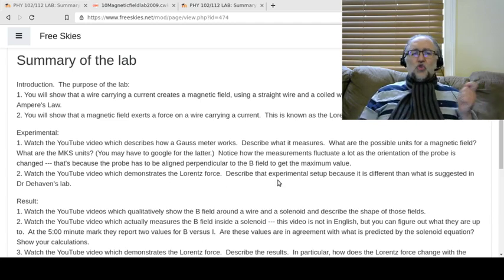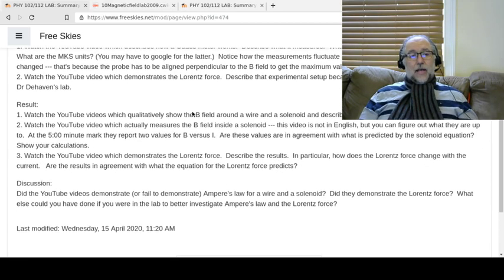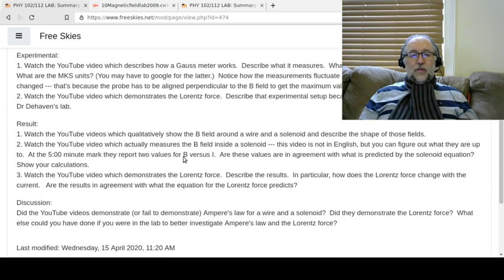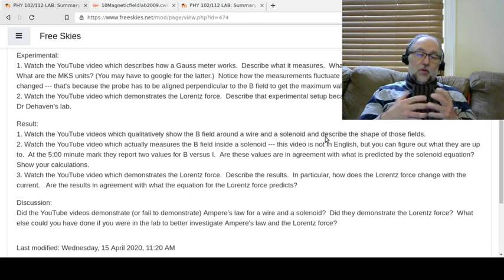This is still in the experimental section. Just describe the experimental setup, and then in your results section, watch the YouTube videos, but also describe what you see in them. There's one where they look at the B field around the wire and the B field around the solenoid, just the shape. So there's a couple there which are just qualitatively, what's the shape?